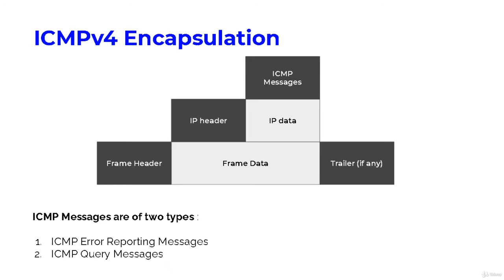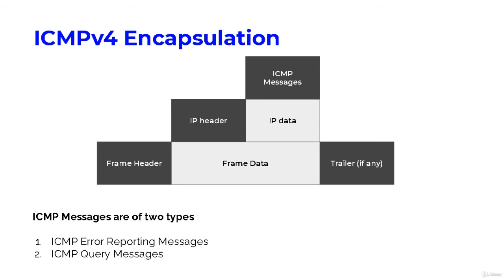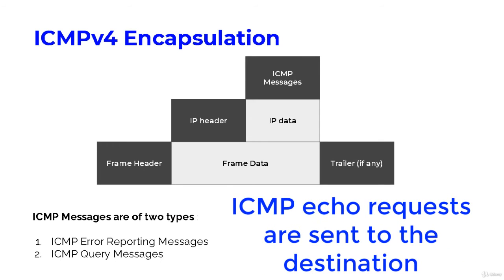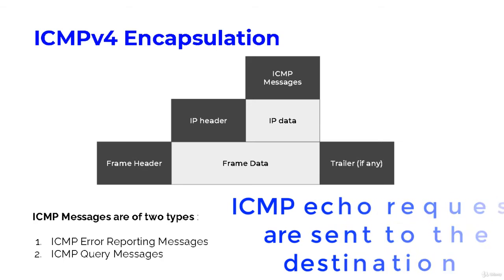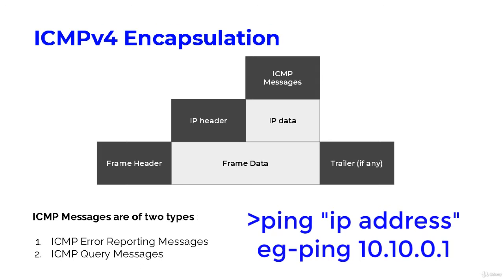So let us start with ICMP v4 encapsulation. ICMP operates in the transport layer, but its messages are not passed directly to the data link layer. Instead, the messages are first encapsulated in IP datagrams and then sent to the lower layer. The ping command uses ICMP as a probe to test whether a station is reachable. Ping packages an ICMP echo request in the datagram and sends it to the selected destination. The user chooses the destination by specifying its IP address or name on the command line.